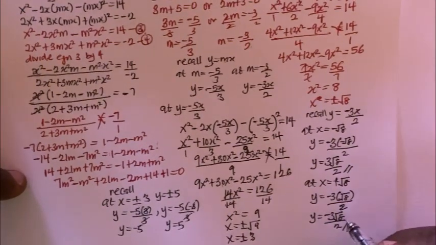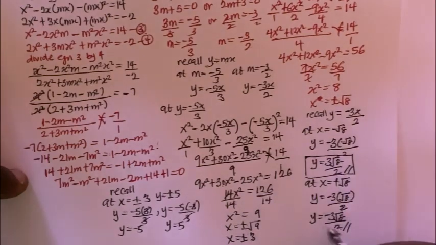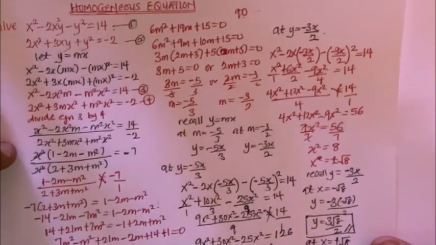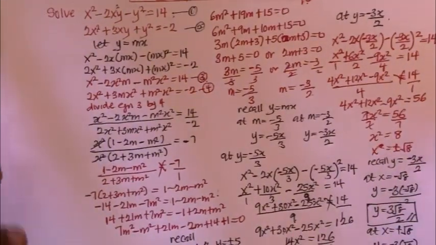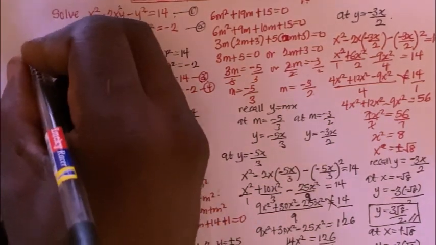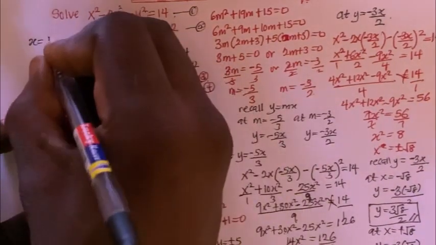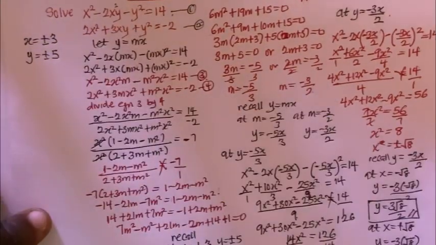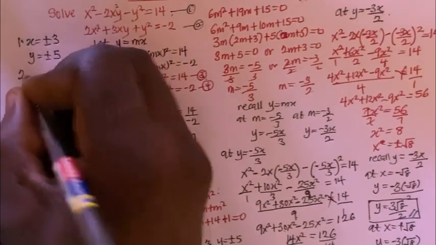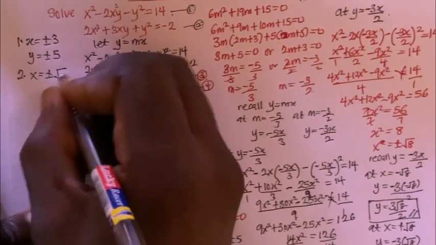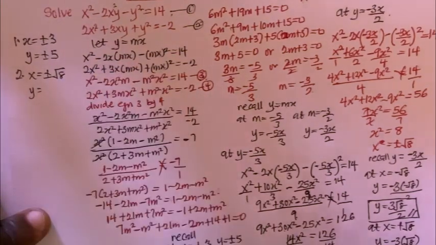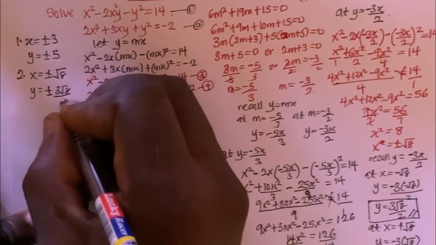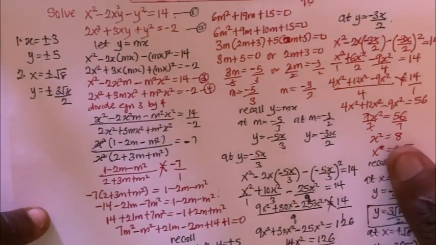So that's the value of y when x equals plus or minus root of 8. That's just it. So that's all about the homogeneous equation. Now let me just list out the roots. The roots are: when x equals plus or minus 3, y equals plus or minus 5. That's the first root. Now the second root, when x equals plus or minus root of 8, then y equals plus or minus 3 root 8 over 2. Exactly. So that's just the value of x and y.